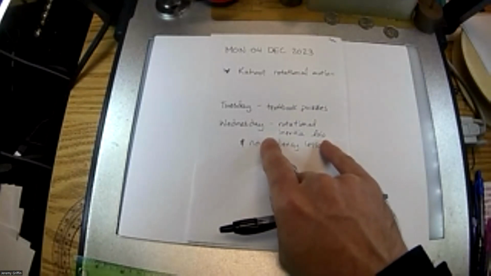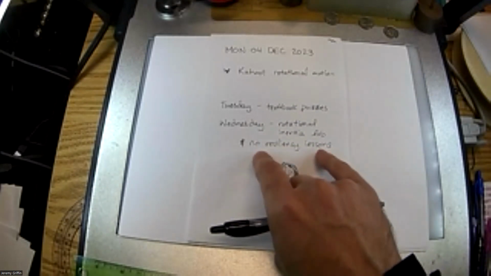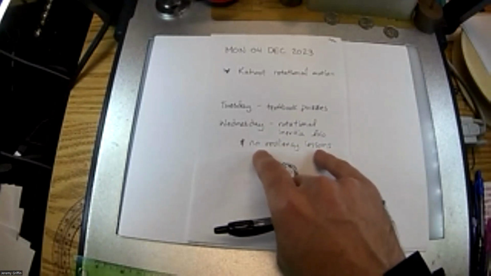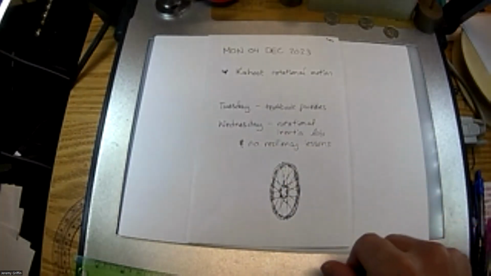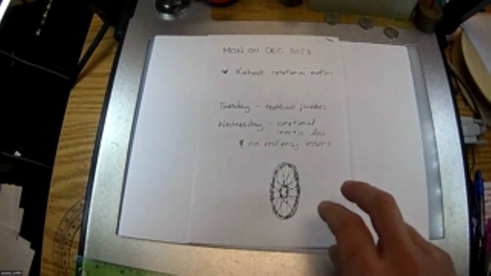I have rotational inertia lined up for this week. Oh, Wednesday, there's no resiliency lessons. There's a bunch of testing going on. Now, I did check the Excel files. I didn't see any of your names on it, so I don't think you were testing. It's wrong, but anyway, a bunch of testing going on.